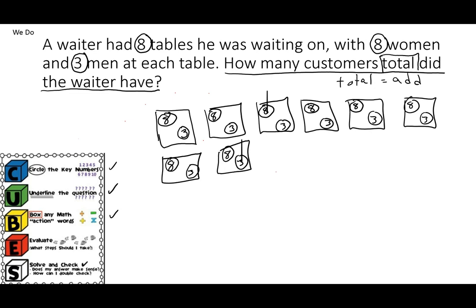All right, so now we have our visuals drawn and we can move to the next step, which is what? Perfect. Solve and check. So we need to solve to figure out how many total customers the waiter had. So the first thing we could do, we could figure out how many total customers are at each table. So we have 8 women at a table and 3 men. So we have 8 plus 3 at each table, which gives me 11. So each table has 11 customers.